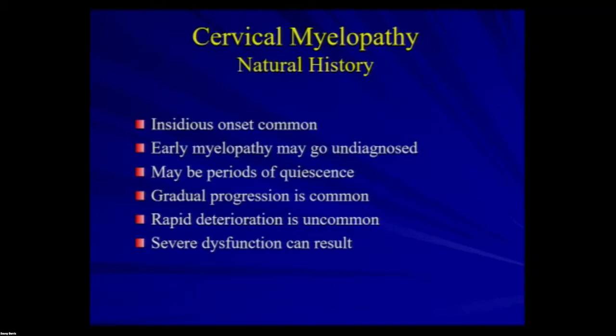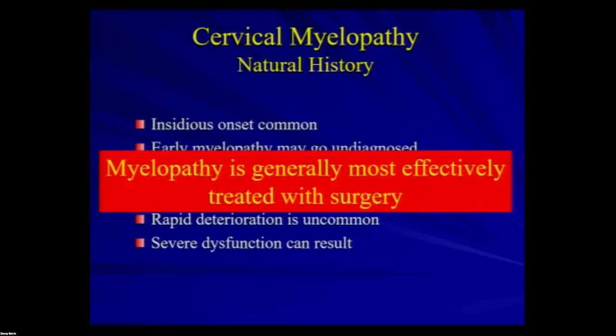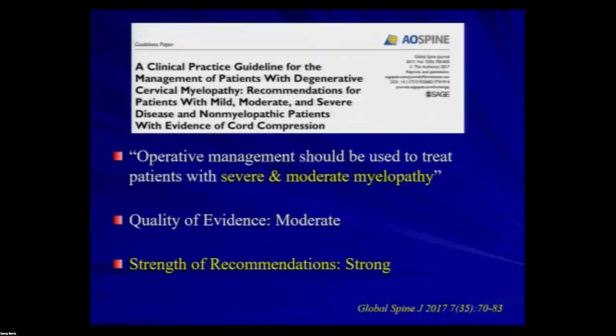But nonetheless, we do know some generalities of the nature of myelopathy, and we know that it can be insidious in onset. It may go undiagnosed early on, again, owing to the lack of pain that patients may have. There may be long periods of quiescence, and rapid deterioration, suddenly getting worse, is relatively uncommon. And as a result, patients can present initially with quite advanced degrees of myelopathy. And we know as such that generally myelopathy is best treated surgically.